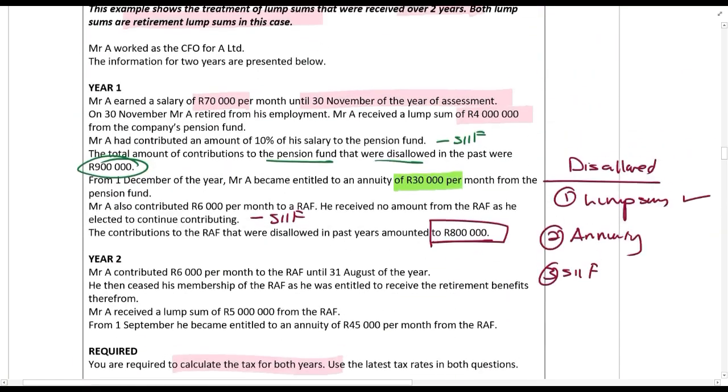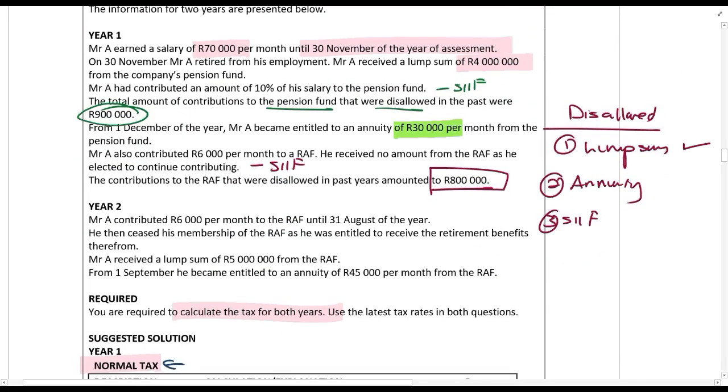Alright, so now see year 2. So in year 2, he still contributed 6,000 rands a month to the RAF, because remember, he got his lump sum from the pension fund but not the RAF yet. He then ceased his membership of the RAF. He received a lump sum of 5 million from the RAF, and from the 1st of September, he became entitled to an annuity of 45,000 rands. Right, so let's look at year 2.